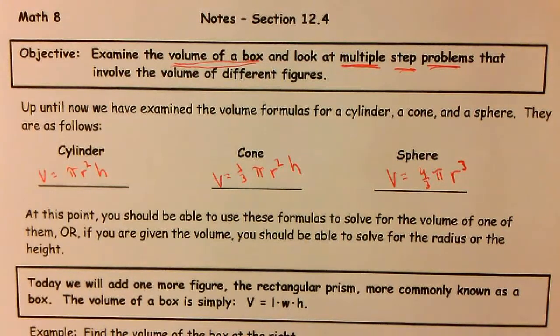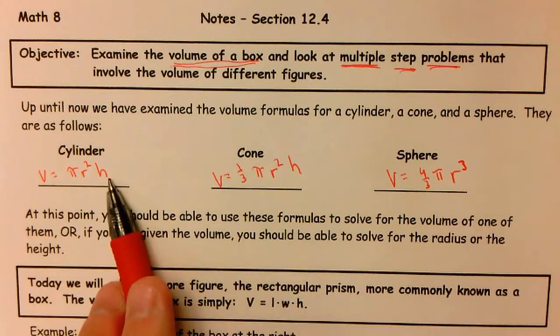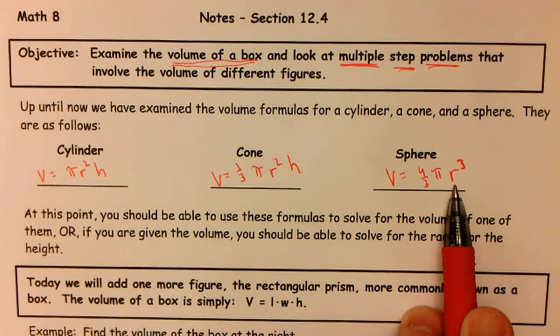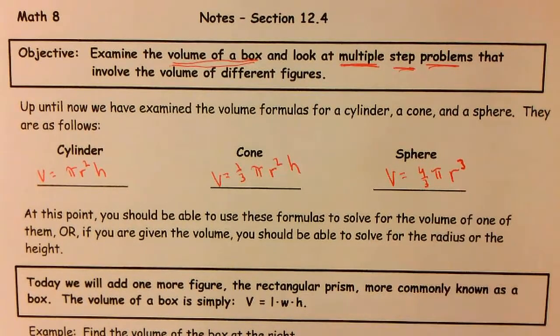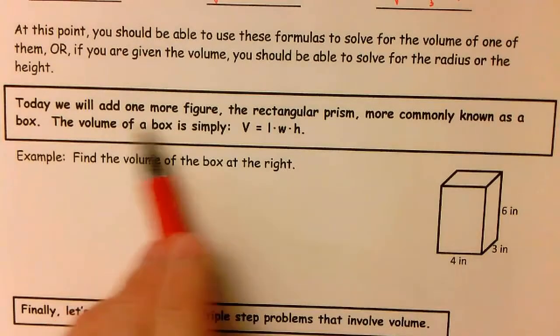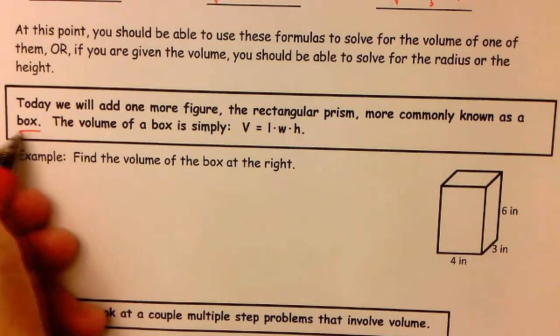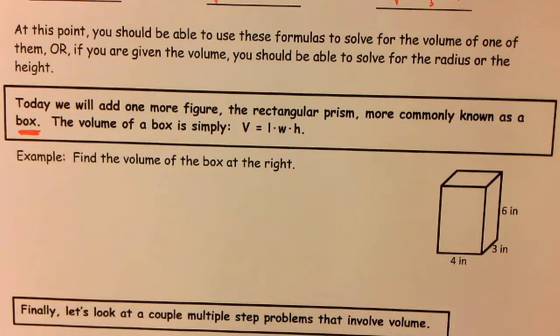Hopefully you have gotten decent at using those formulas, where if you have just one missing variable, whether it's finding the volume, or perhaps it's finding the height, or maybe it's finding the radius, you can solve for it regardless of which one it is. Today, however, we are going to add one more figure, the rectangular prism, or more commonly known as the box. And then we're going to look at some multiple step problems. But first up, the box is pretty easy.